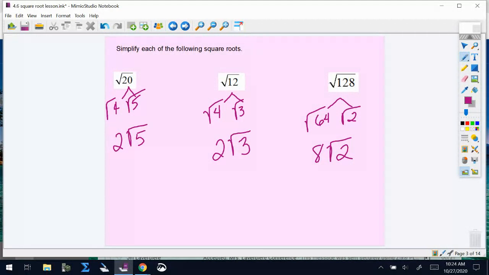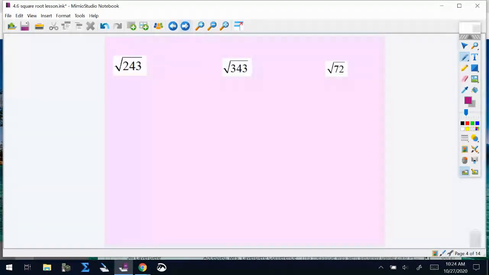If you're really comfortable with your facts and your perfect squares, you may go through these really fast. If you need to grab a calculator to check your perfect squares, it may take you a little longer.